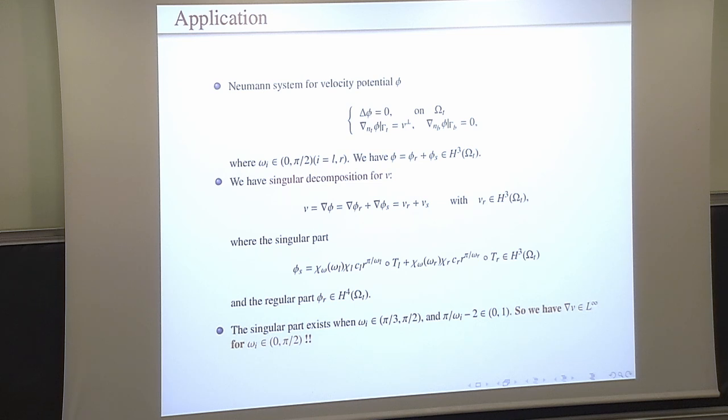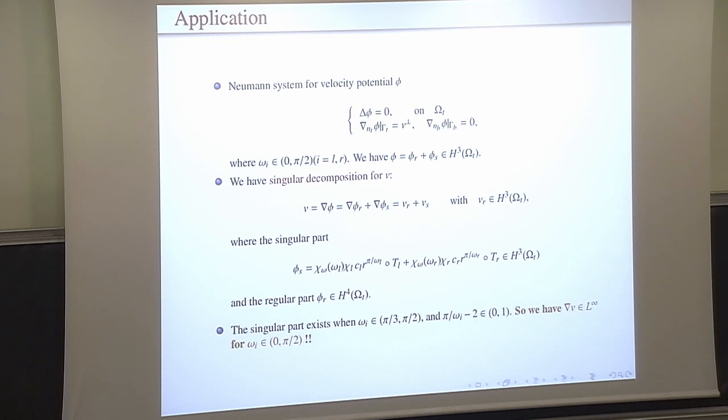And at this time, you can compute directly that pi over omega lies in this interval. So we can have gradient V in L infinity. That's also very good news when the contact angles are less than pi over 2. So it seems to be good enough already. Okay, so when the contact angles are smaller than pi over 3, the regularity is better.